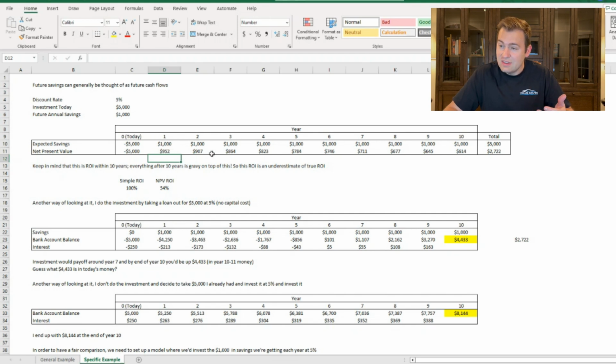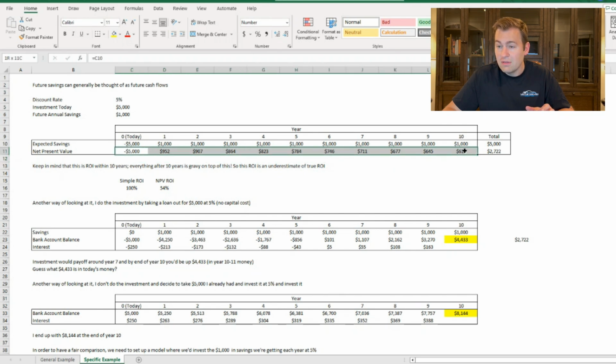And you can see as we go on year by year, that $1,000 gets made worth less and less in terms of net present value. Year 10, that $1,000 that we receive in year 10 is worth $614. Well, now what we can do, this is where the net present value part comes in. Again, we're going to add all of this up. We've got a negative $5,000 to start us off.